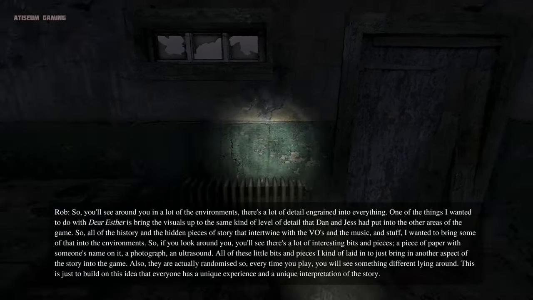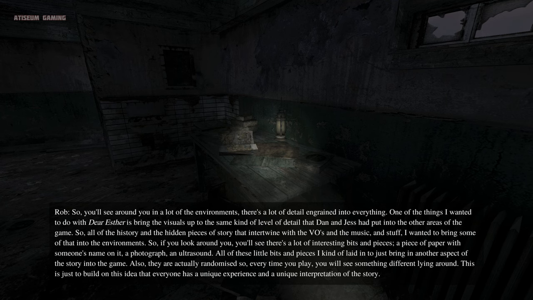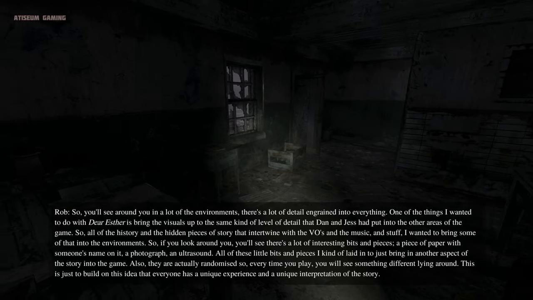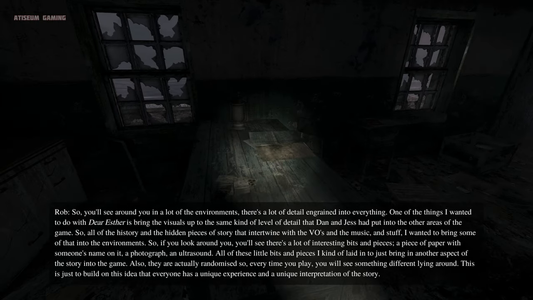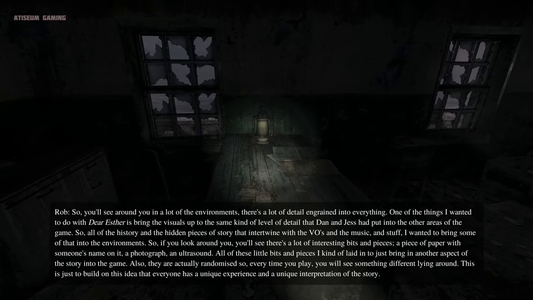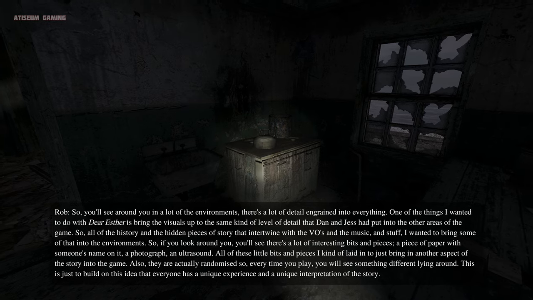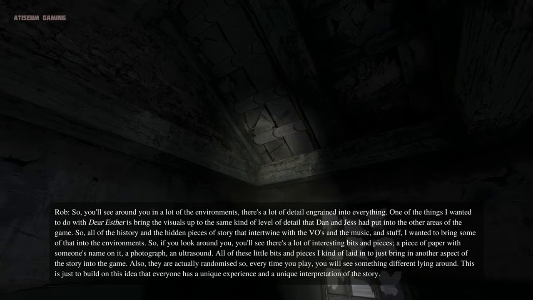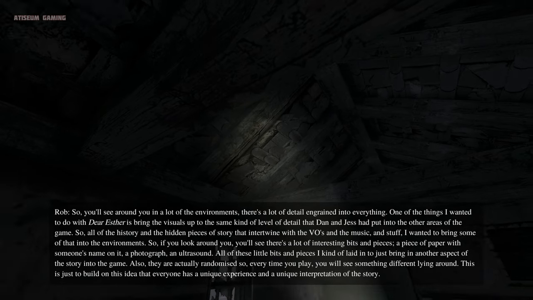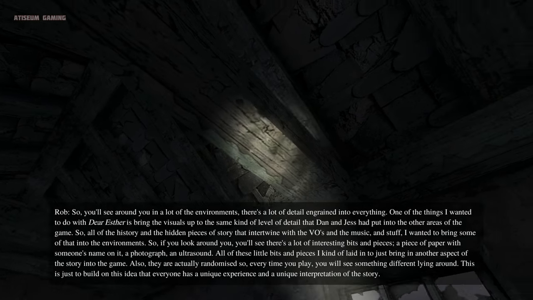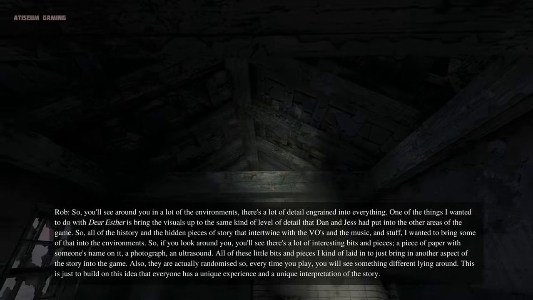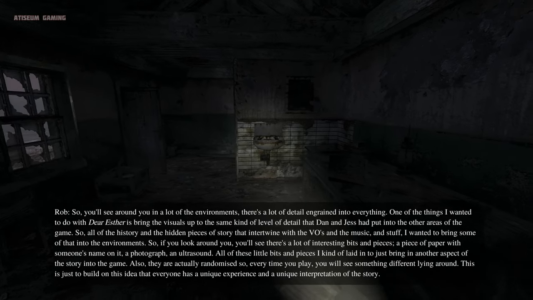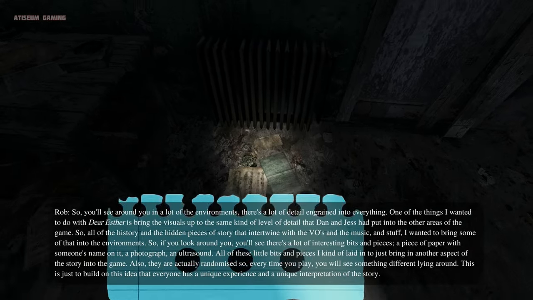So you'll see around you in a lot of the environments, there's a lot of detail ingrained into everything. One of the things that I wanted to do with Dear Esther is bring the visuals up to the same level of detail that Dan and Jess had put into the other areas of the game. So all of the history and the hidden pieces of story that are intertwined with the VOs and the music and stuff, I wanted to bring some of that into the environments.